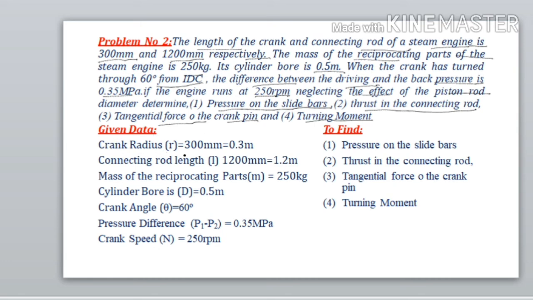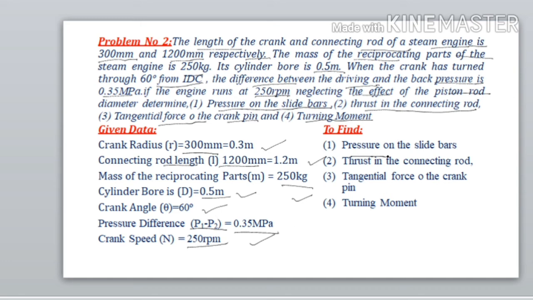In the question we have crank radius, that is 300 mm. We will convert it into meters. Connecting rod length is 1200 mm, it means 1.2 meter. Mass of the reciprocating part is 250 kg. Cylinder bore is given here 0.5 meter. Crank angle given here is 60 degree. Pressure difference P1 minus P2 is given here 0.35 megapascal. Crank speed is given here 250 rpm.